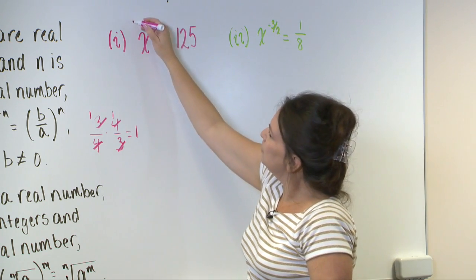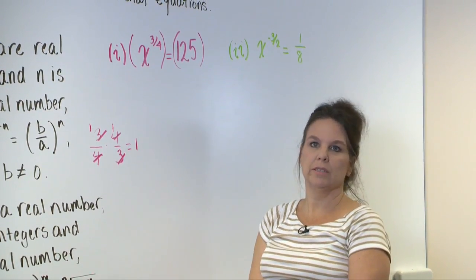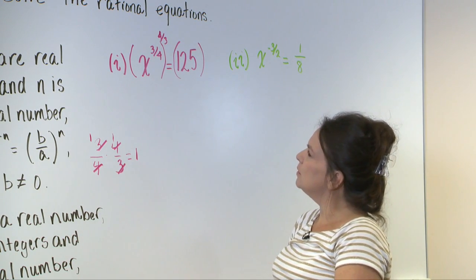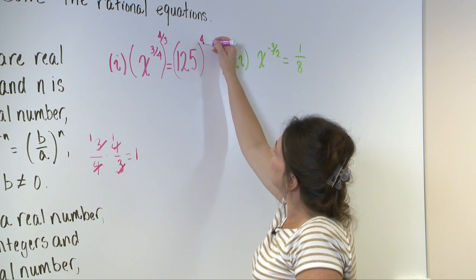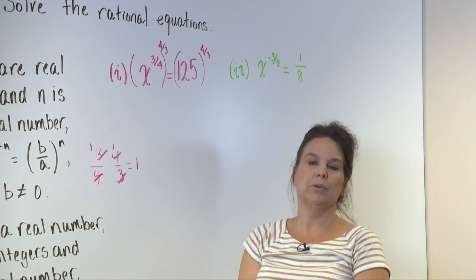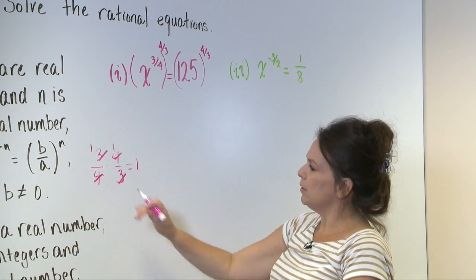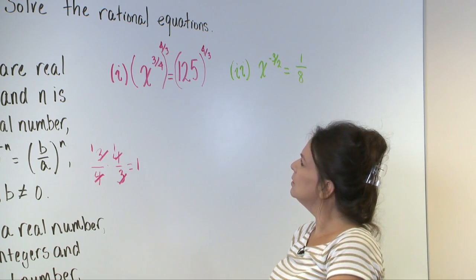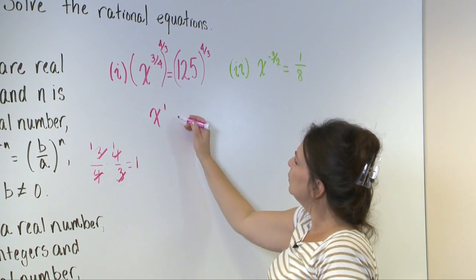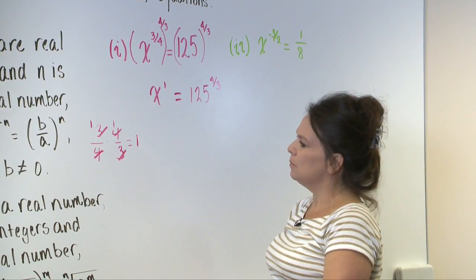These 4's divide out to 1 and these 3's divide out to 1. So what I want to do here is take both sides of this equation and raise it to the power that is the reciprocal of 3/4. So in this case, to the 4/3 power. If I raise the left side to the 4/3 power, I'm going to raise the right side to the 4/3 power as well. When I have a power raised to a power, those are going to be multiplied. And as I already mentioned, 3/4 times 4/3 is equal to 1. So we have x to the first, which is the same as x, is equal to 125 raised to the 4/3 power.